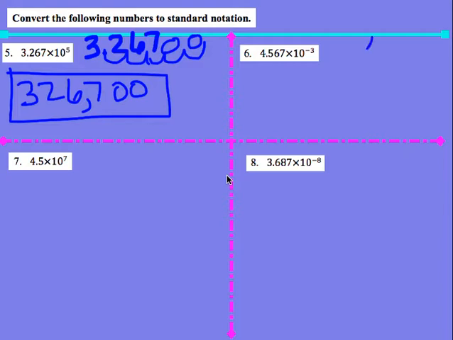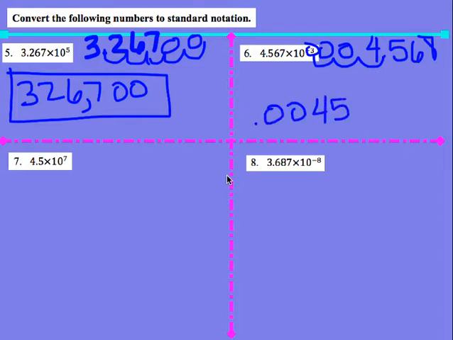So for the next one we have 4.567. And this time we have a negative 3, so they want us to move it left 3 places. So I'm going to go 1, 2, 3. Any empty decimal or any empty loop has a 0. So the decimal point is here, and then we're going to have 2 zeros, and then our 4, 5, 6, 7 is going to follow after that.